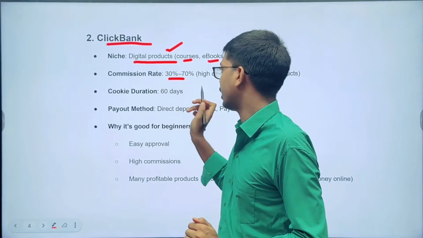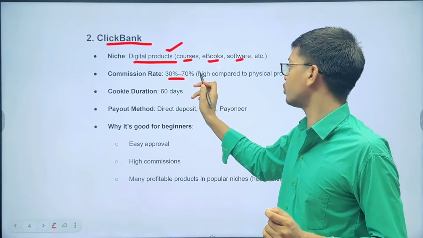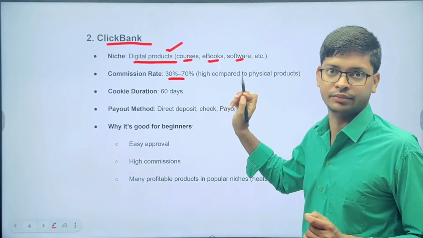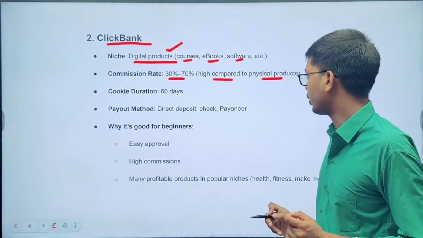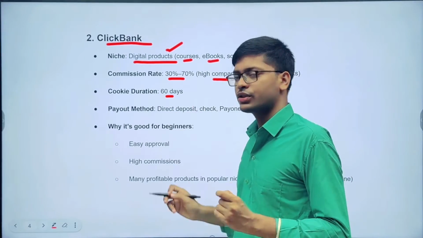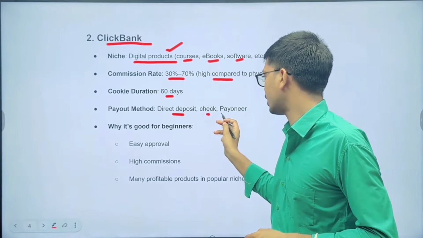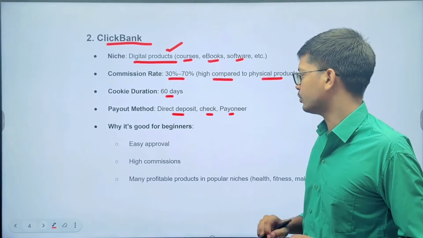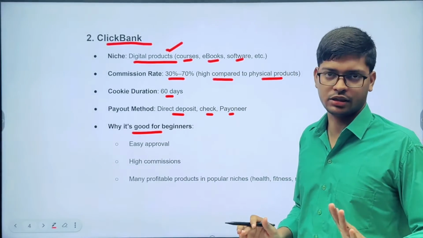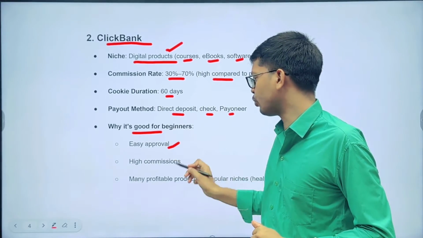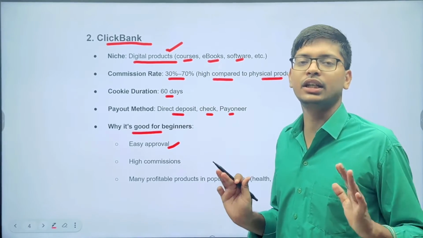The commission rate here is very high, 30% to 70%, high compared to physical products. Cookie duration is 60 days. Payout methods are direct deposit, check or Payoneer. Why is it good for beginners? There are some reasons. First is easy approval. You will easily get approved.